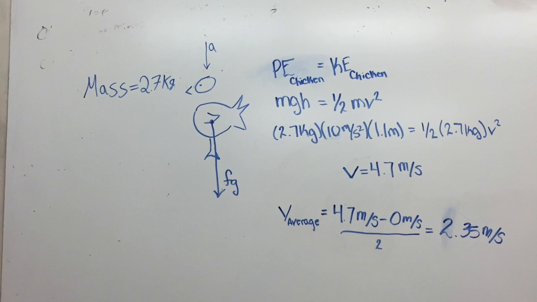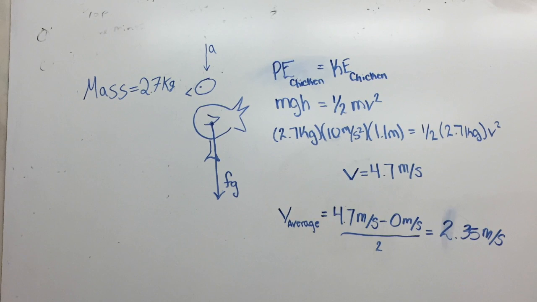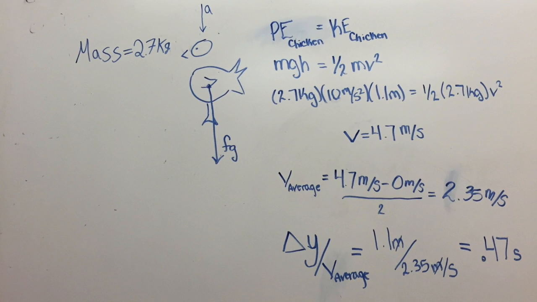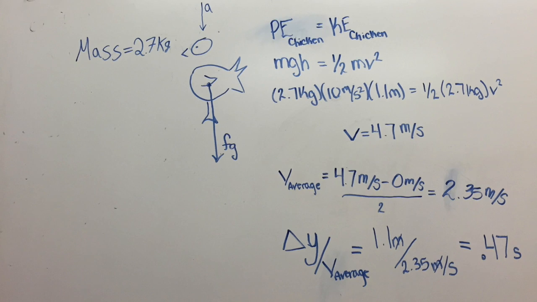The next step is to find the average velocity. We can do this by adding the final velocity to the initial velocity of 0 meters per second and dividing it by 2 to get 2.35 meters per second. Finally, we can solve for t. T is the amount of time it takes for the chicken to fall completely to the ground from the person's hands. T can be found by taking delta y, or the distance to the ground, and dividing it by v average, or the average velocity of the chicken falling to the ground. Using those two numbers, we can find that t equals 0.47 seconds.